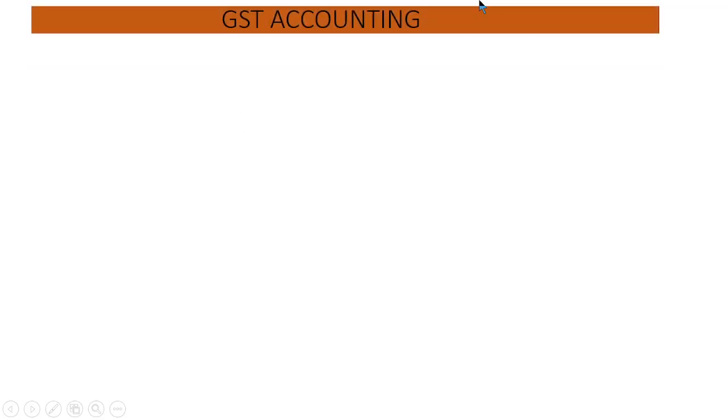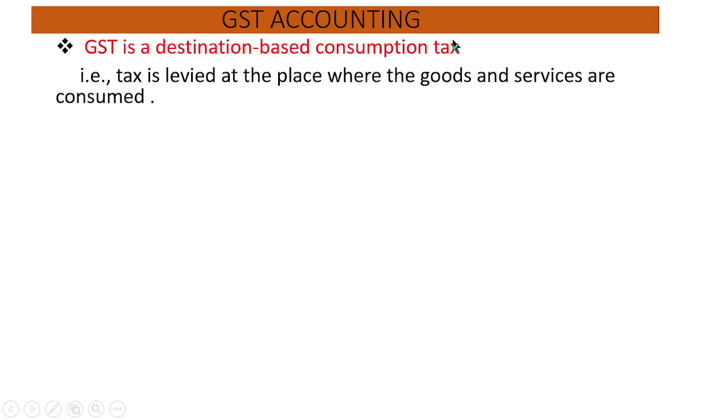Today I am going to explain GST accounting. It is in 11th class and CA Foundation accounting subject and it is part of journal entries. So GST is a wider subject. I am not going to explain the total subject, but for what is relevant for the journal entries I am going to explain. So GST is a destination based consumption tax, means tax is levied at the place where the goods and services are consumed.